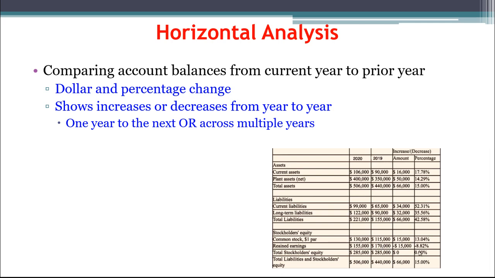Sometimes it's a zero change, but the point is you calculate the dollar amount and then you use that dollar amount, divide it by that prior year to get a percentage increase or decrease.